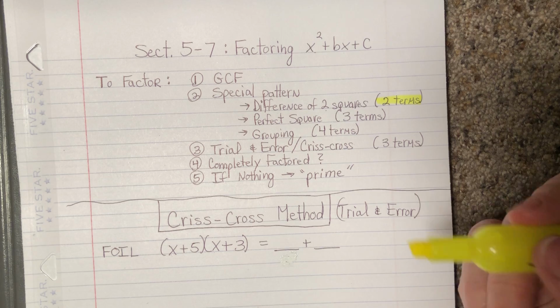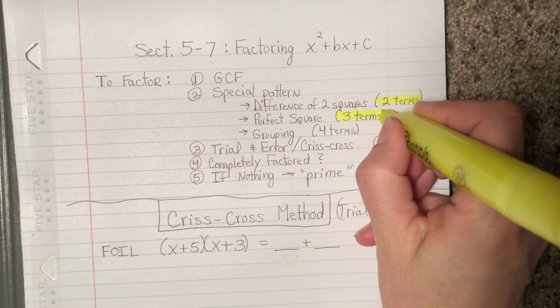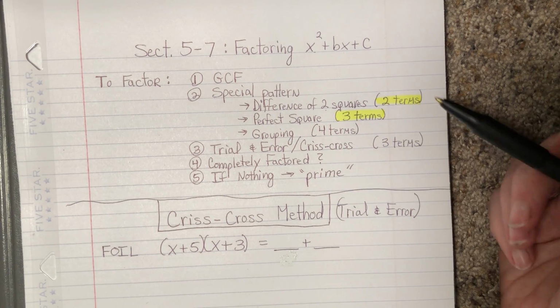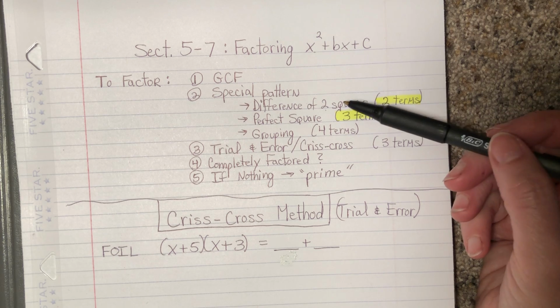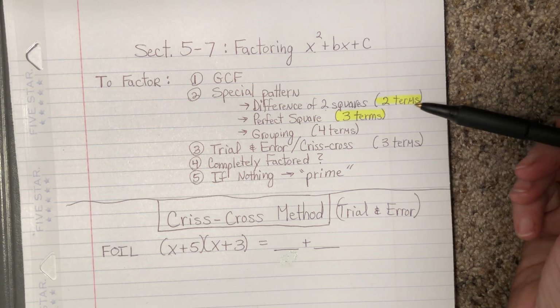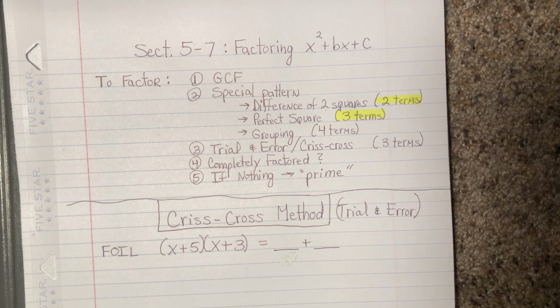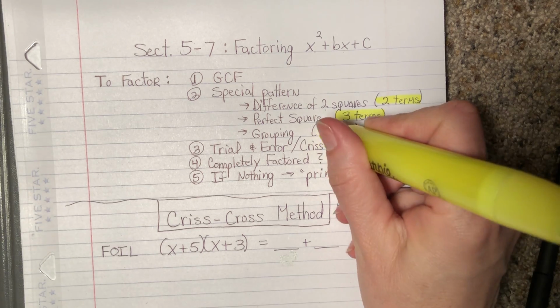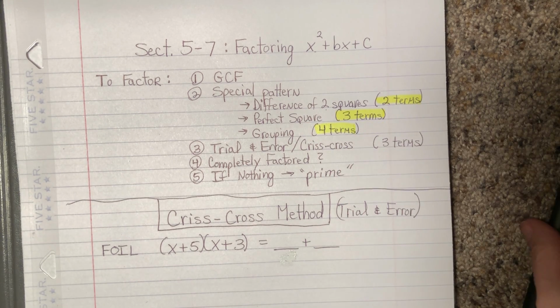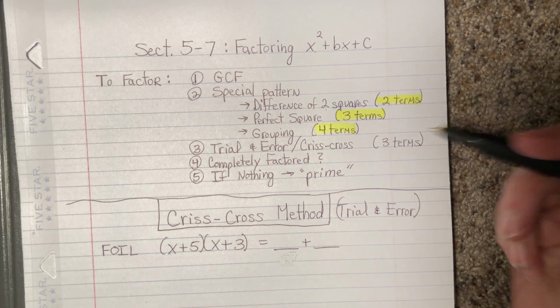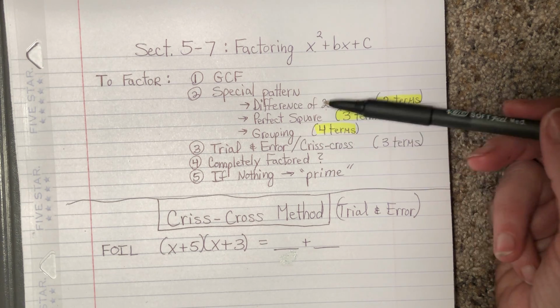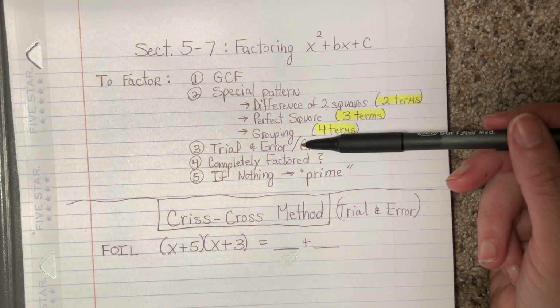There's also a perfect square, and perfect squares always have three terms. So if something has three terms, I'm not going to consider the difference of two squares. And if something has two terms, I'm not going to try to test for a perfect square. Then you've got grouping, which really stands out because it's the only thing that has four terms. The next thing, if there's no special pattern, then you're going to try trial and error.